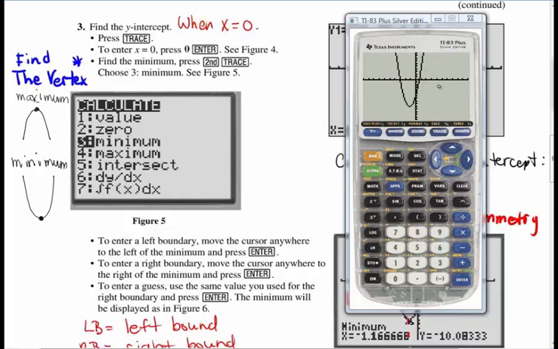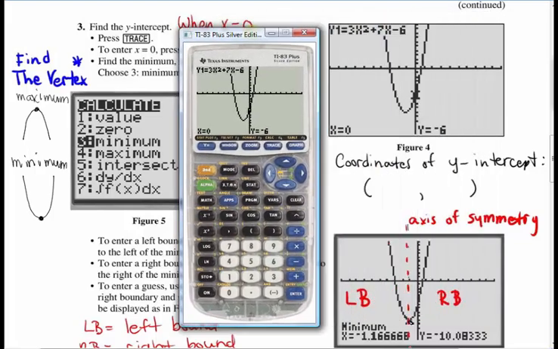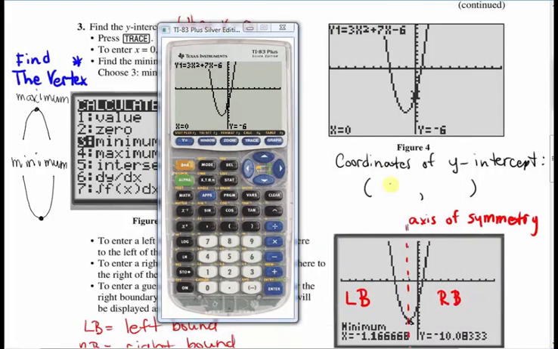So here's our graph, and if you look at the instructions, we want to press trace. Okay, it shows you where the cursor is. Now, because y-intercepts happen when x equals 0, you want to enter x equals 0, so you want to press 0 on your keypad, and then enter, and it will tell you that your y-intercept is at -6. Okay, so we'll enter the coordinates over here. X-coordinate is 0, and y-coordinate is -6.